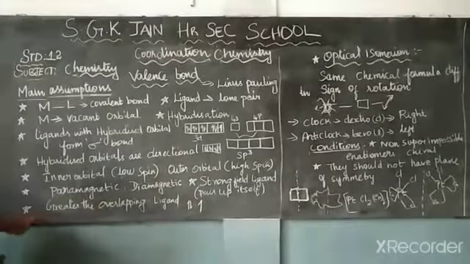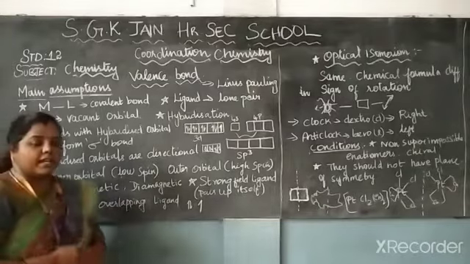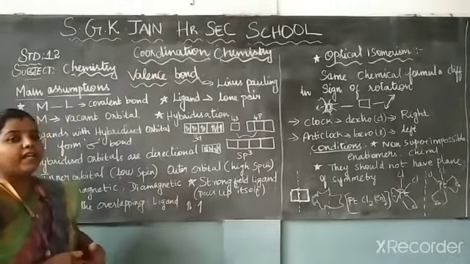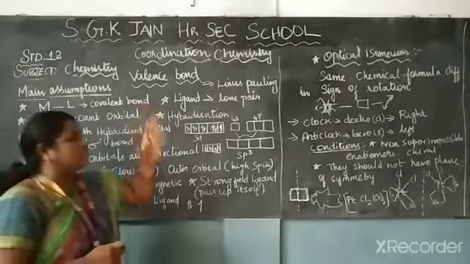And finally, the greater the overlapping of ligands, the greater the bond strength. The bond strength is based on the overlapping of ligands. So these are all the points about the valence bond theory.